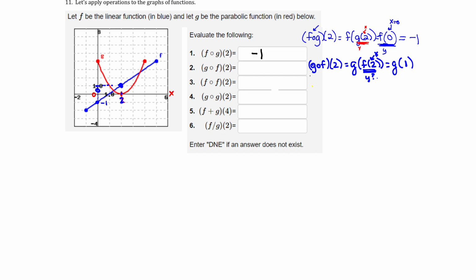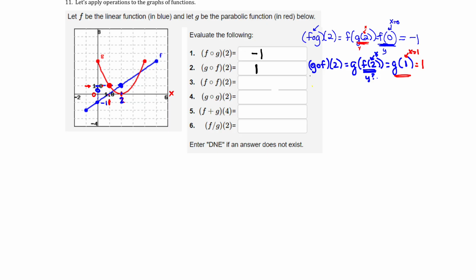And now we're going to go to our red function, right? G of 1 says when x is 1, what is the g value, the y value, when x is 1? So let's go to x being 1. Oh, look at that. It's right here. And what happens to be my y value? Notice my y value is once again 1. And therefore, we would say that g composed with f of 2 is 1.